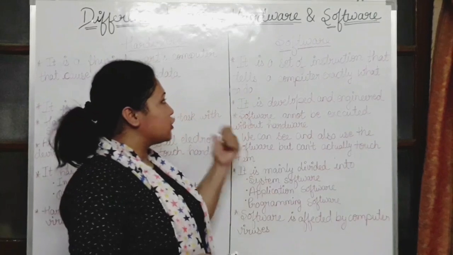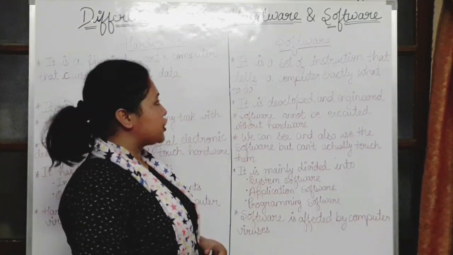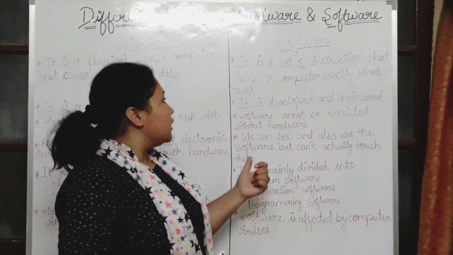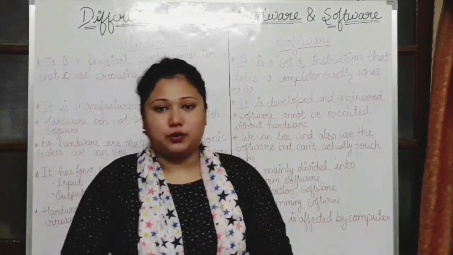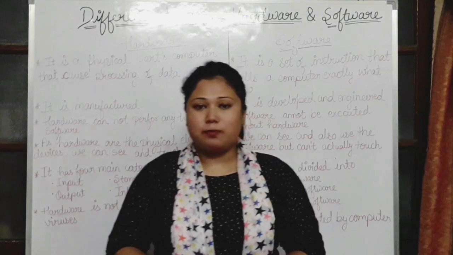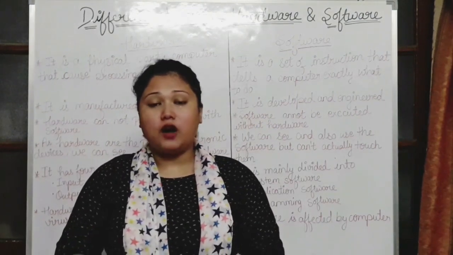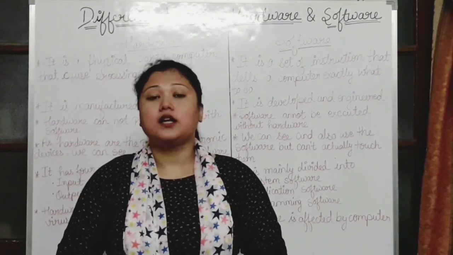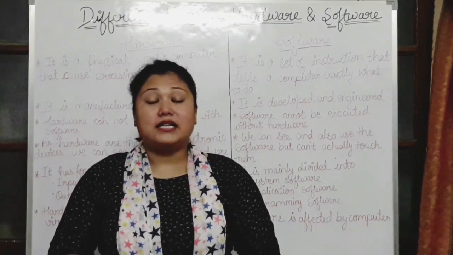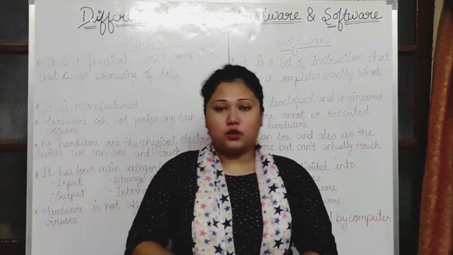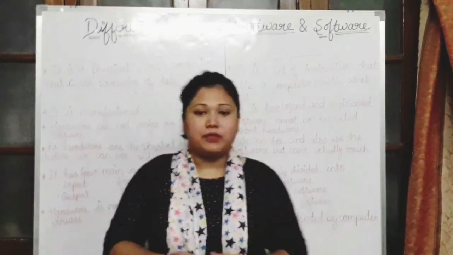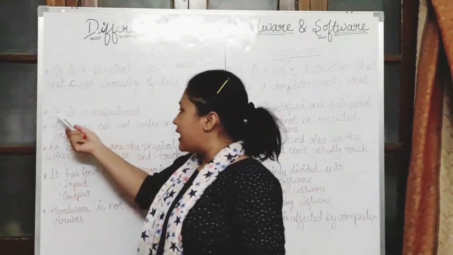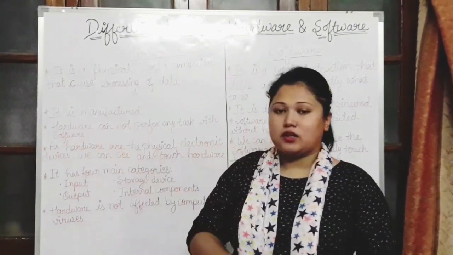Now, whereas software is a set of instructions that tells a computer exactly what to do. Software are those parts of a computer which we cannot touch or feel. But it is a very important part of a computer which helps us to know exactly what to do.